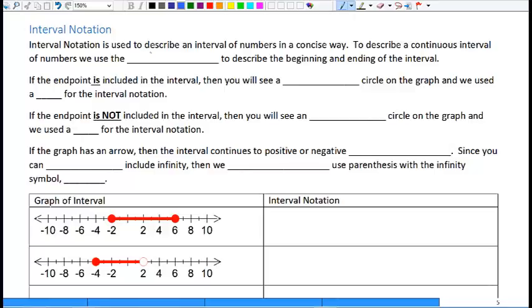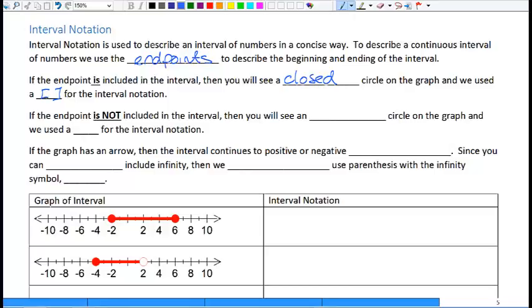So interval notation is used to describe an interval of numbers, so lots of numbers that are really close together, in a concise way. To describe a continuous interval of numbers, we use the endpoints to describe the beginning and ending of the interval. If the endpoint is included in the interval, then you will see a closed circle on the graph, and we will use a bracket for the interval notation.